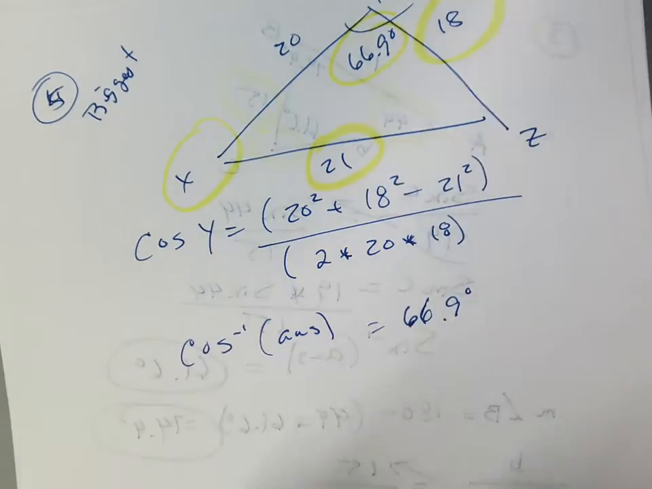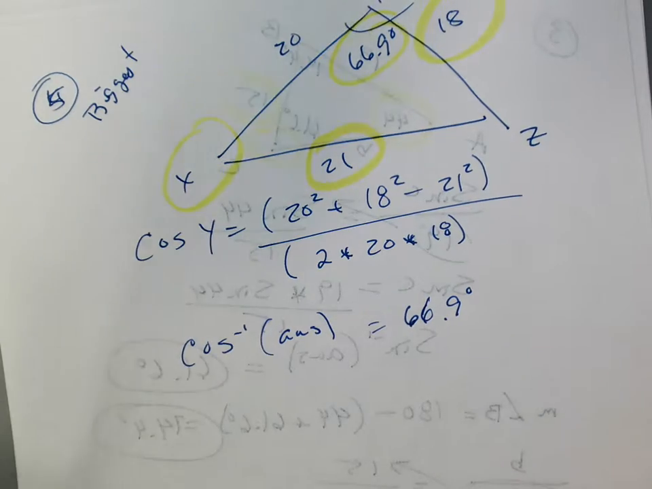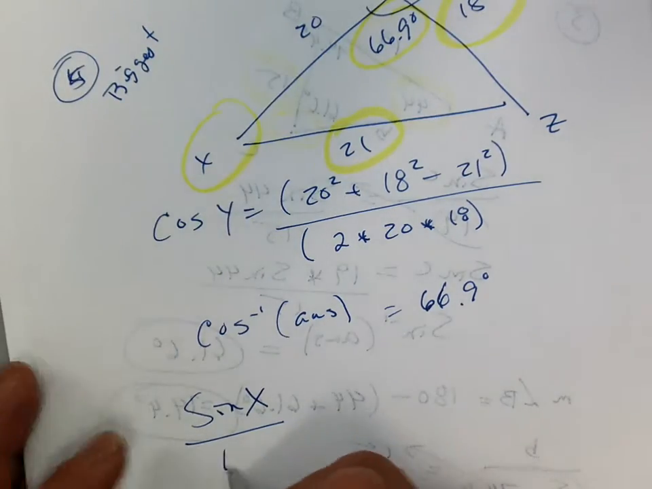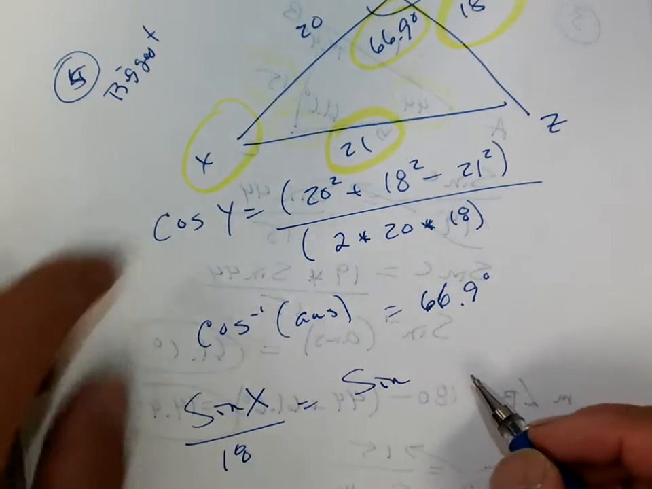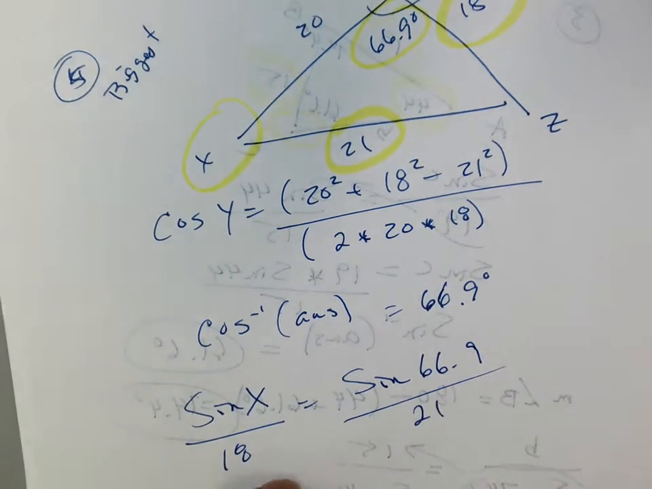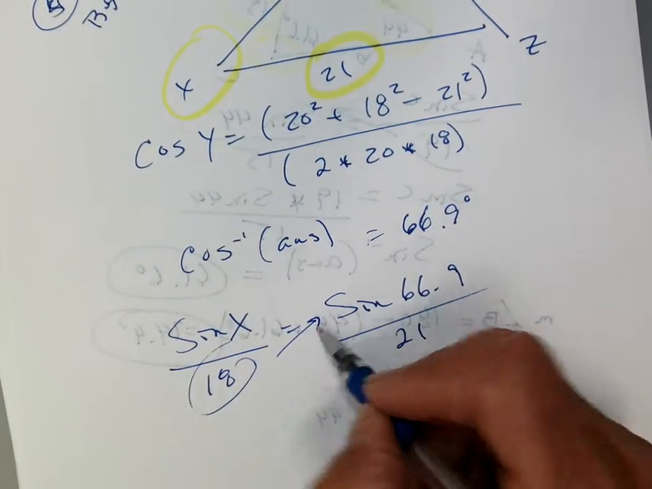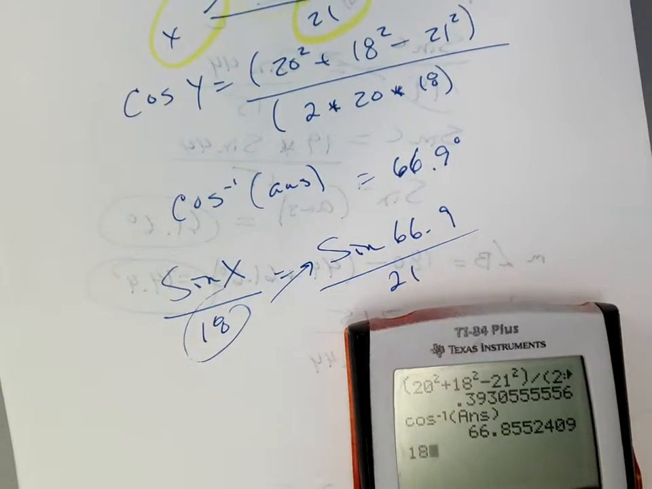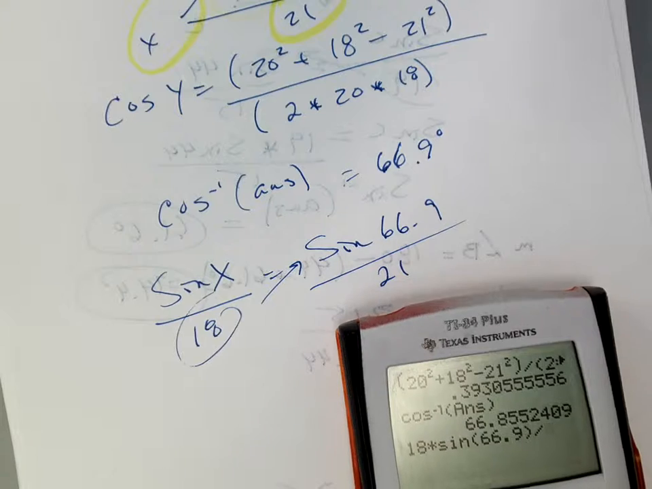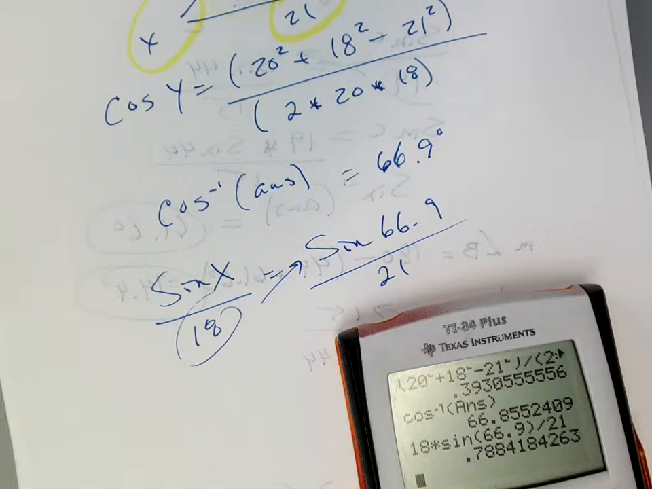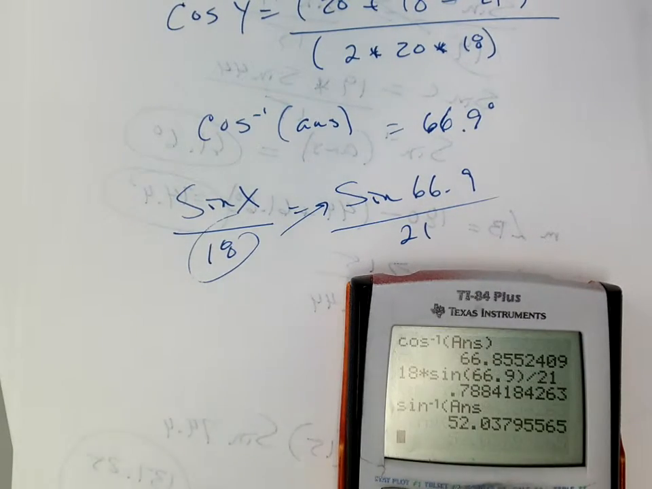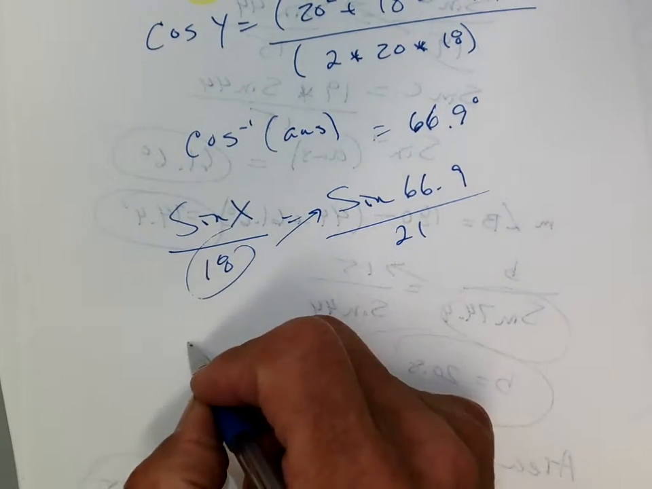All right, so law of sines, right? Because I have my opposite, so I'm going to set up sine of X over 18 equals sine of 66.9 over 21, and I'm just going to multiply up the 18, right? And I'll go, okay, 18 times the sine 66.9 divided by 21, and sure enough, I'll get a decimal. Kind of anticipate the decimal, and we'll sine inverse that, right? Sine inverse that answer, and I get about 52 degrees. Okay, so angle X.